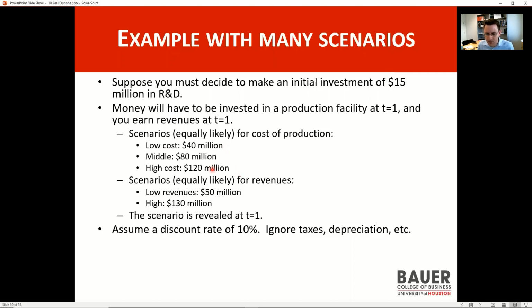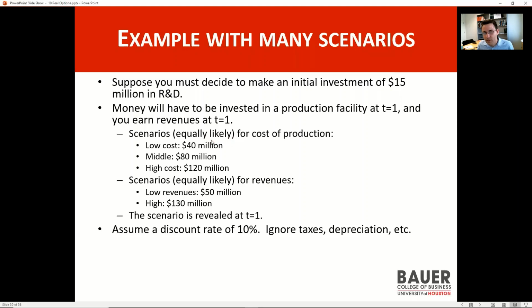Okay, so our costs have some randomness, and likewise our revenues are random. We could have low revenues of 50 million, could have high revenues of 130. All of this is happening. It gets resolved at time 1. Each of these scenarios is equally likely.